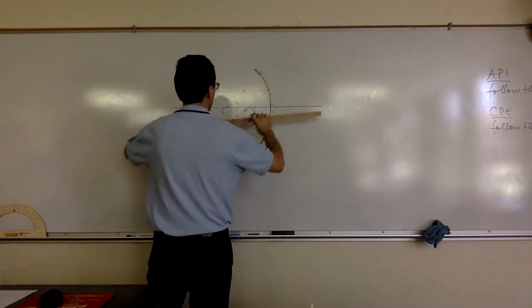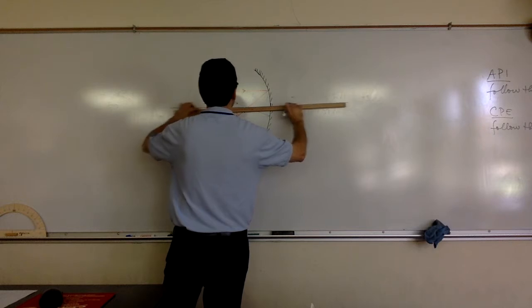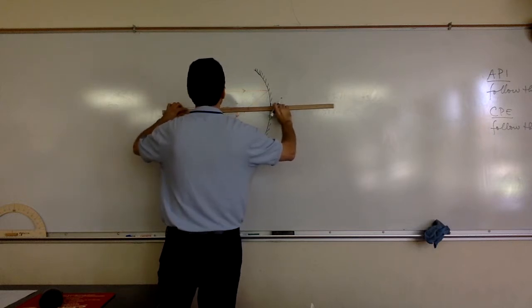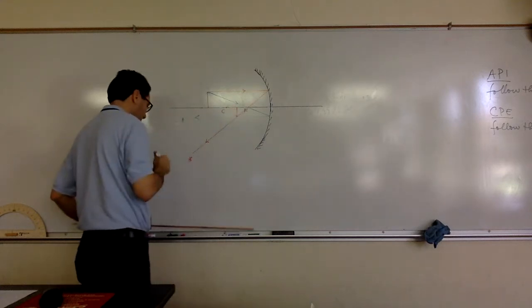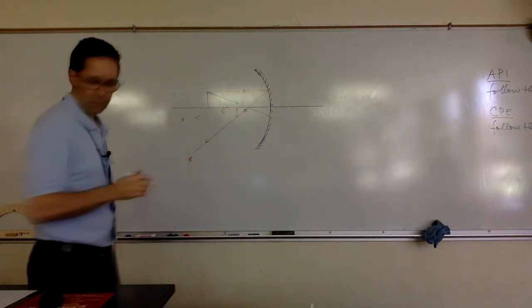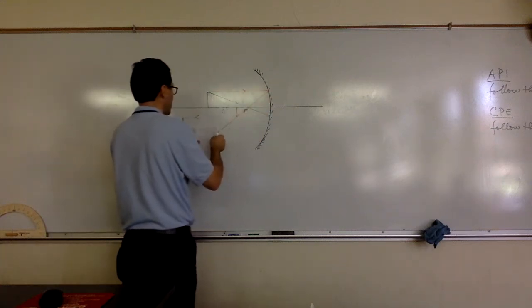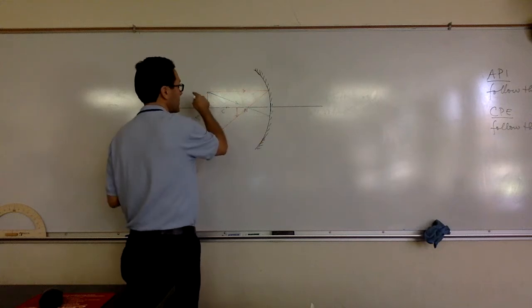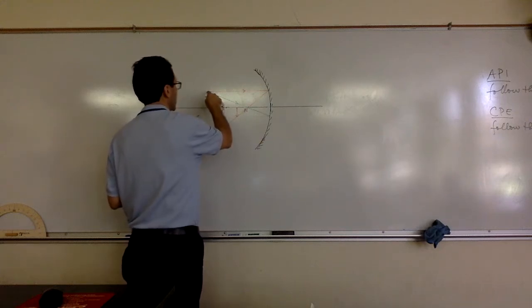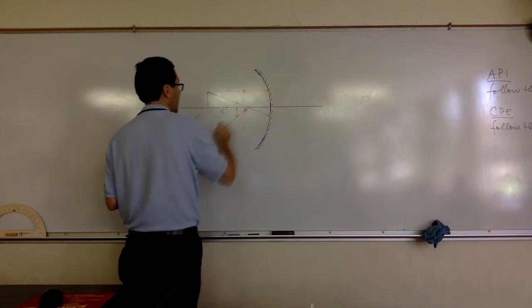So let me see, I'll show where point C is. Point C is here. Okay, so a couple things that I have here. So I said if I go parallel, I come back to the focal point. If I go through the focal point, I come out parallel. If you go through C, you bounce back on C. And if you go with an angle here in this part here, you bounce back with the same angle.